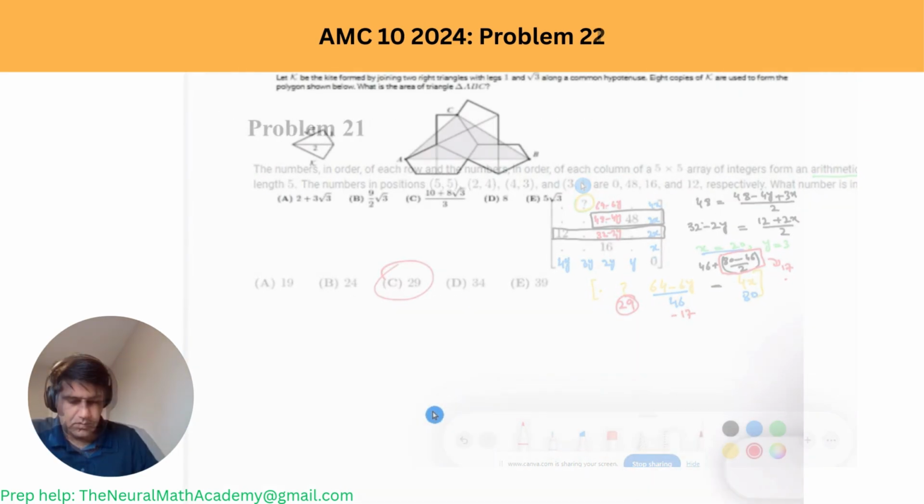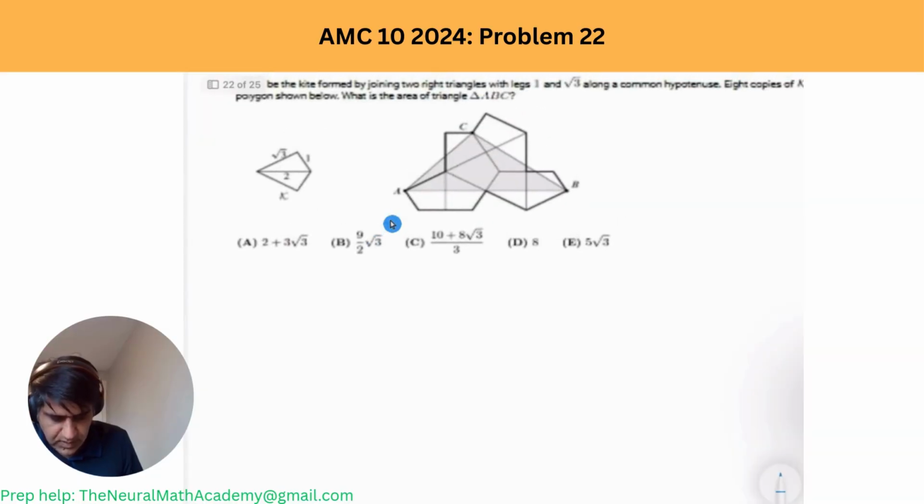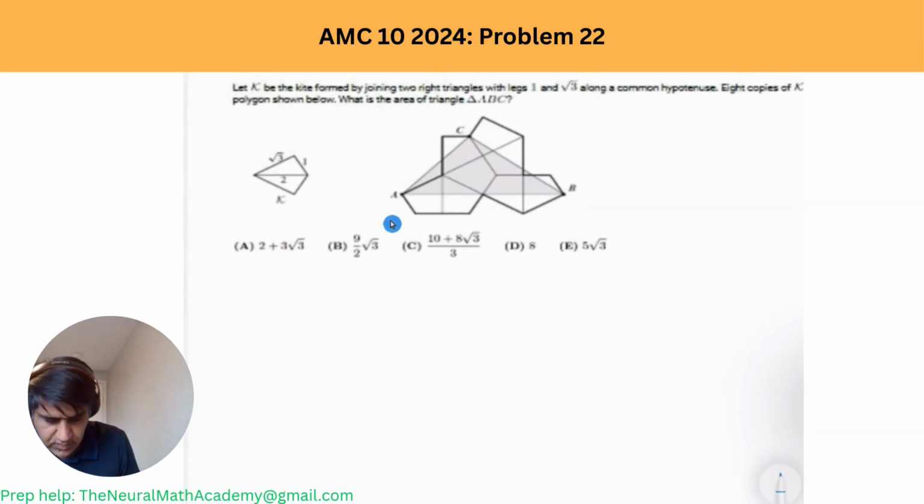And that is the solution for this problem. Now let's look at problem 22, where we are given: let K be the kite formed by joining two right triangles with legs 1 and square root 3 along a common hypotenuse. 8 copies of K are used to form the polygon shown below. What is the area of triangle ABC? We are given a kite here, and all the dimensions are given as well. This polygon is made from 8 kites, right?